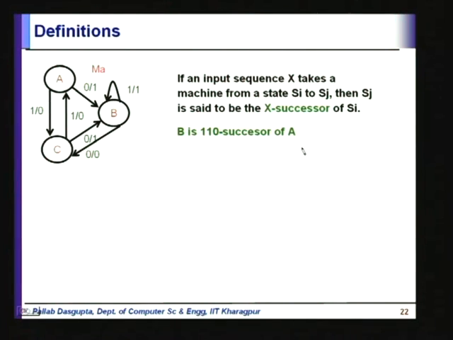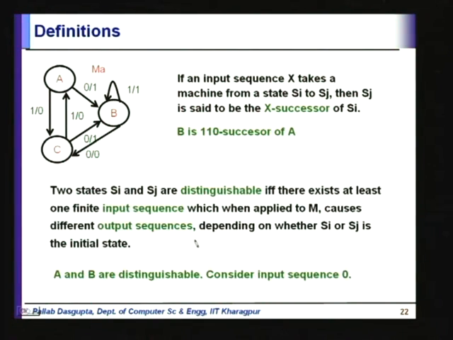In our previous notation, what this means is that delta star of A, 110 is B. Can we say that it is a 1110 successor of A? 1110 means 1, 1, 1, 0 successor. Yes. B is also a 11110 successor of A. In fact, it is also a 1110 successor of A.